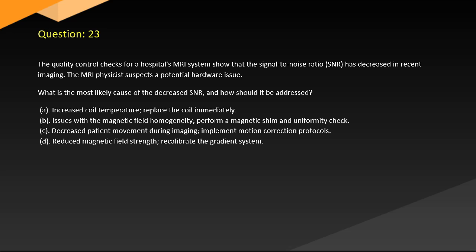A. Increased coil temperature. Replace the coil immediately. B. Issues with the magnetic field homogeneity. Perform a magnetic shim and uniformity check. C. Decreased patient movement during imaging. Implement motion correction protocol. D. Reduced magnetic field strength. Recalibrate the gradient system.